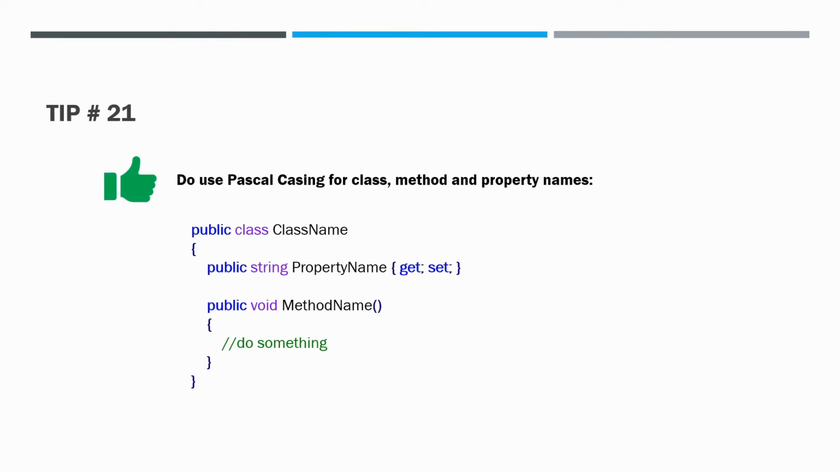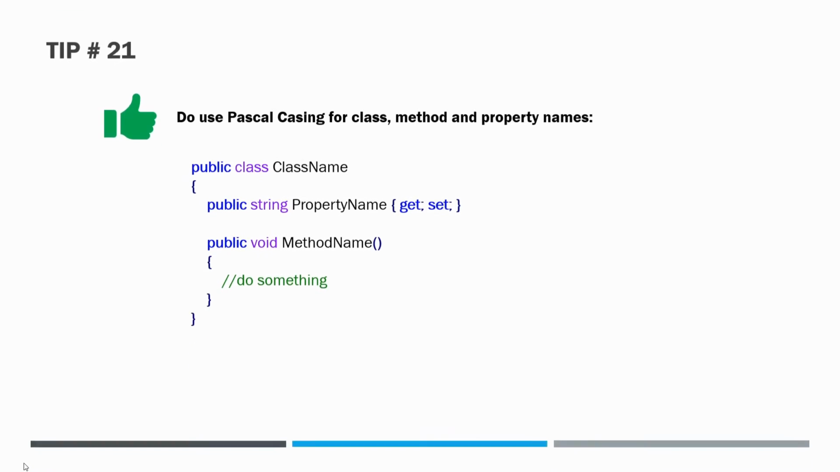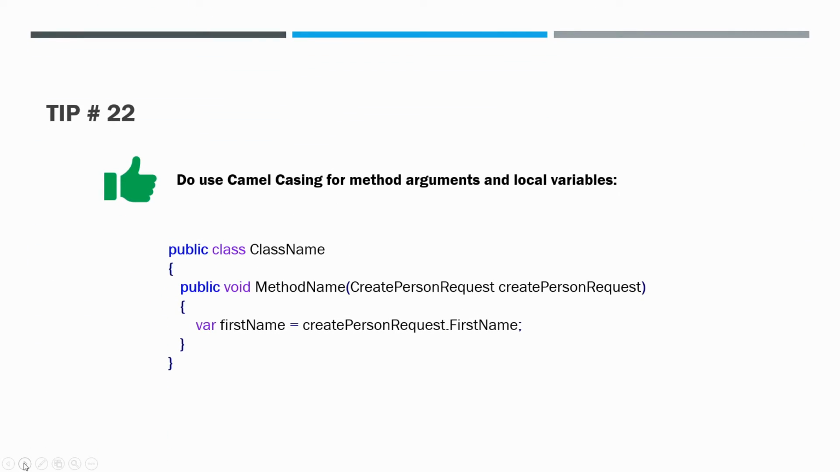Tip number 21. Use Pascal casing for class, method, and property names. This is to be consistent with the Microsoft .NET Framework and easy to read. Tip number 22. Use camel case for method arguments and local variables. Again, this is to be consistent with the Microsoft .NET Framework and makes your code easy to read.